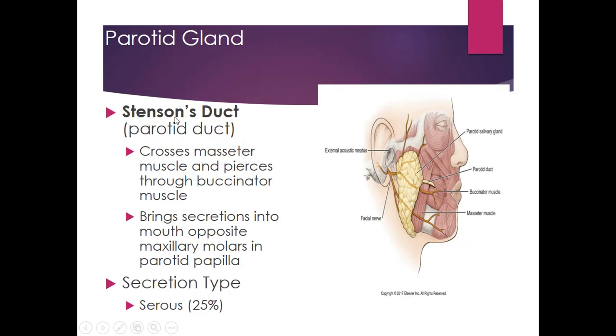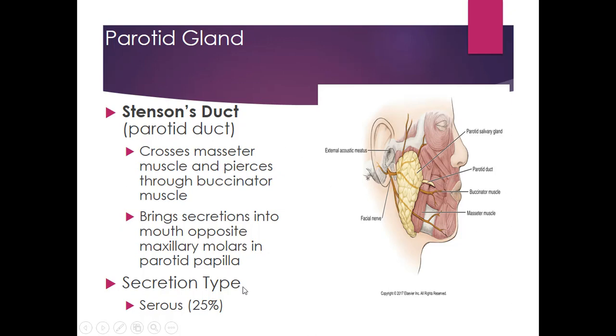So the parotid gland drains through the parotid duct, also called Stenson's duct, and Stenson's duct lies just underneath that parotid papilla. So that's where we check for parotid salivary flow. The duct crosses the masseter muscle. Okay, you can see it comes across the masseter here, and then it pierces through the buccinator muscle right here. And it brings secretion into the mouth opposite the maxillary molars through the parotid papilla.